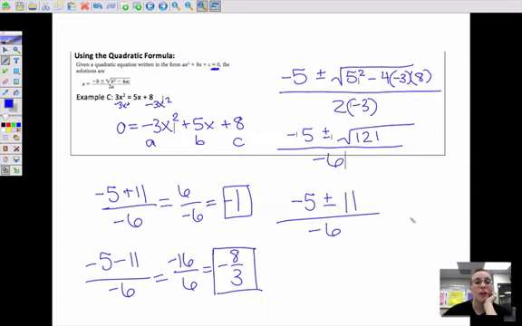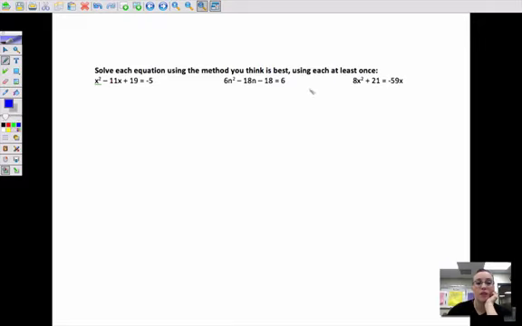Okay, so here's what I want you to do. You've got 3 equations here. I want you to solve it using the method that you think is best, using each at least once. So pick one to do graphing with, one to do factoring with, and one to do the quadratic equation with.